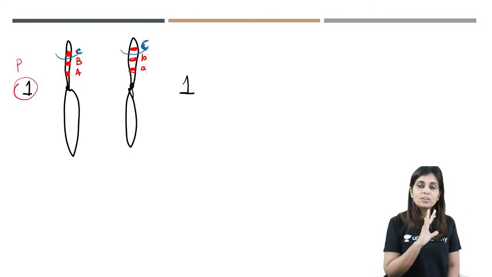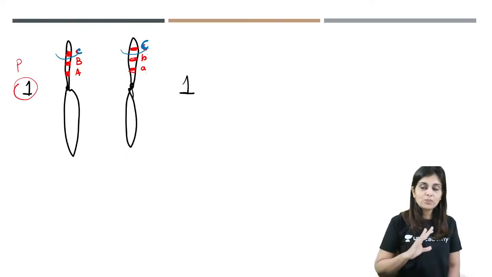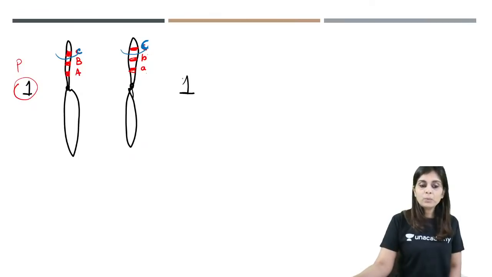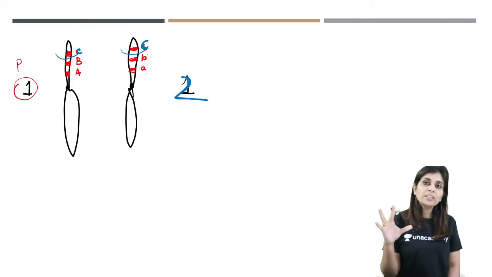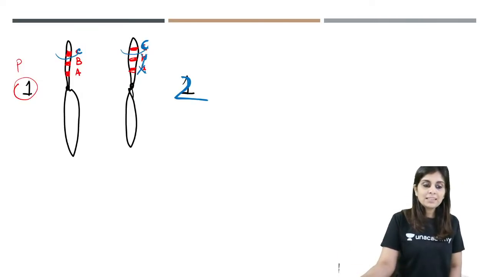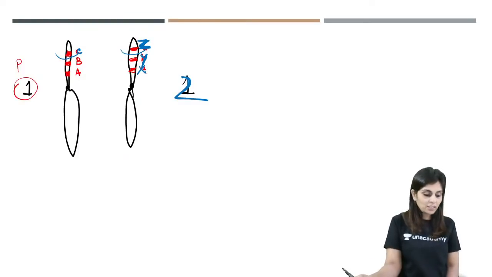This is not going to cause any detrimental effect. It is going to happen normally, and the person is going to be perfectly normal. Whereas if chromosome 1 gets paired with chromosome 2 instead, the gene sequence in 2 is going to be totally different. Chromosome 2 will have XYZ gene sequence.